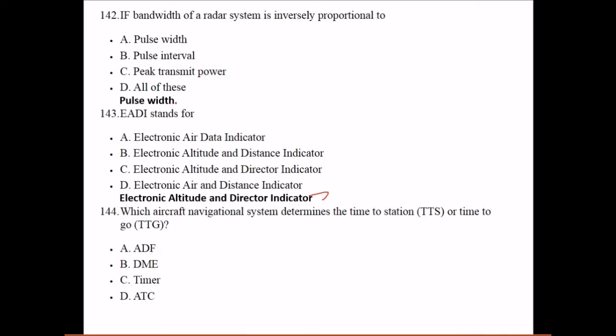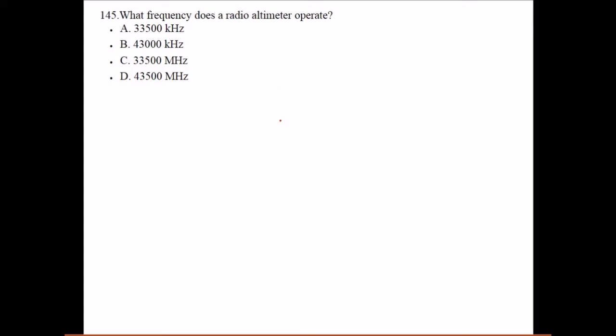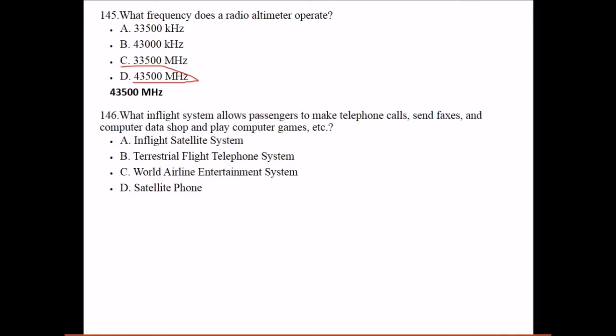So which aircraft navigation system determines the time to station or time to go? TTS and TTG. This is DME. DME is the aircraft navigation system which determines these two. At what frequency does a radio altimeter operate? It operates at 4,300 MHz. Now, when an in-flight system allows passengers to make phone calls, send faxes, send computer data and play games, what in-flight system is it? It is the terrestrial flight telephone system.